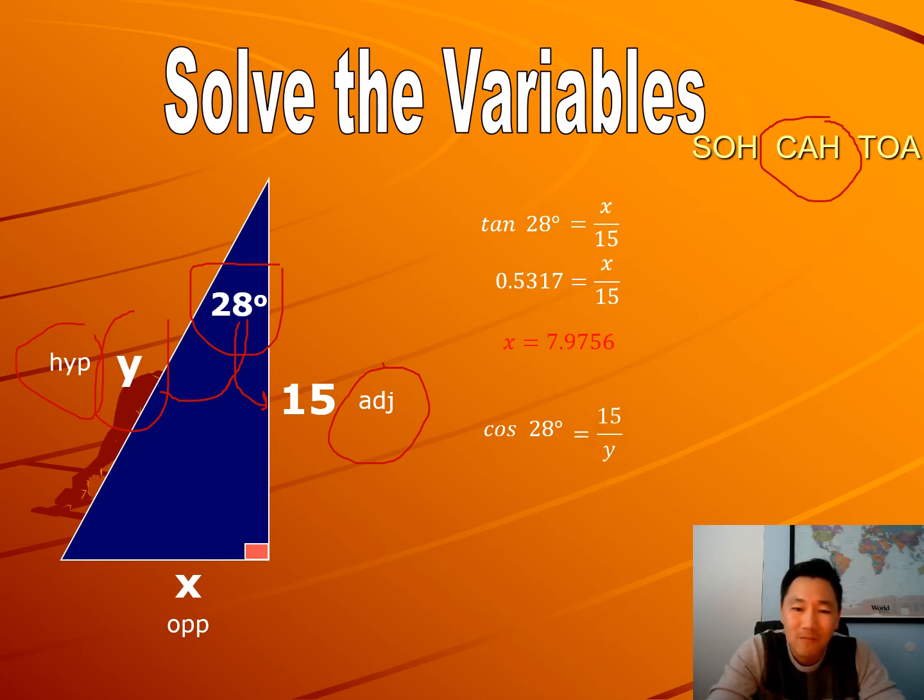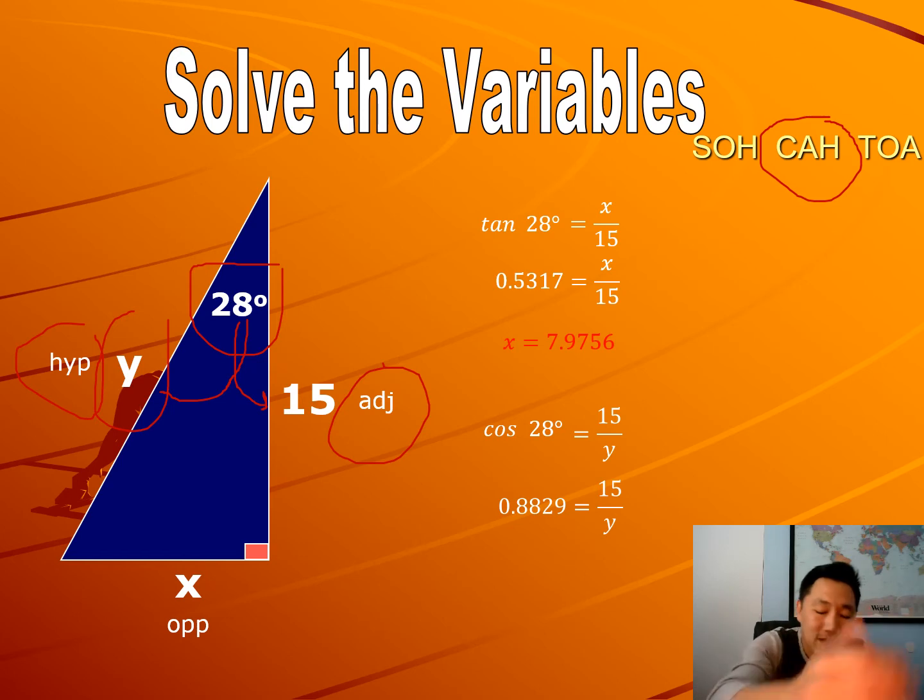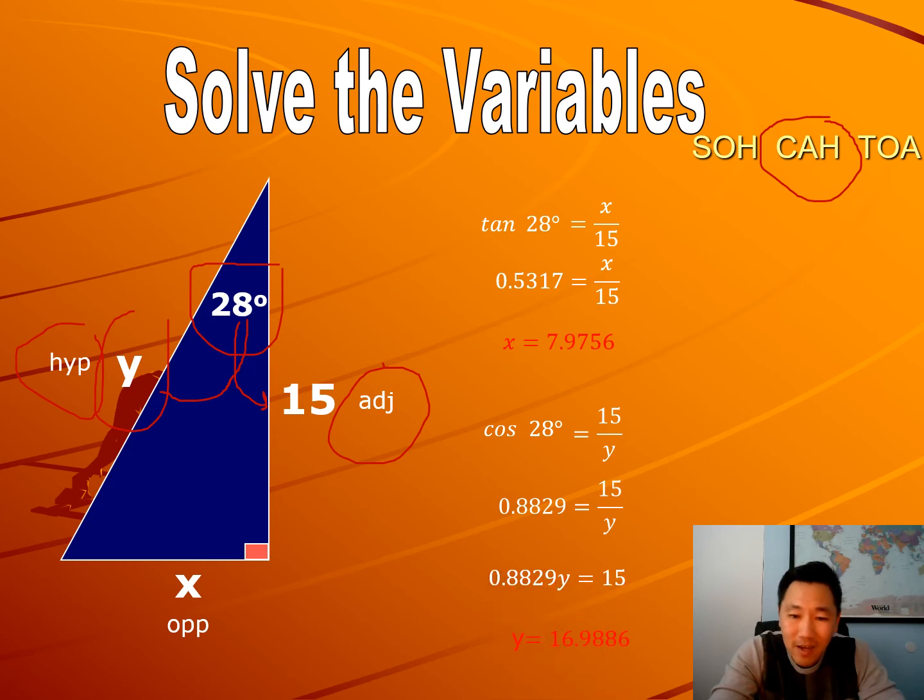Finish the setup, 15 over y. To solve for it, punch 28 cosine into your calculator, multiply that y over to the other side to get rid of the fraction, and then, oh no, it went out of order, but divide both sides by that and you should get this. Alright, so hopefully you start picking this up. This is a long section, so we're going to continue.